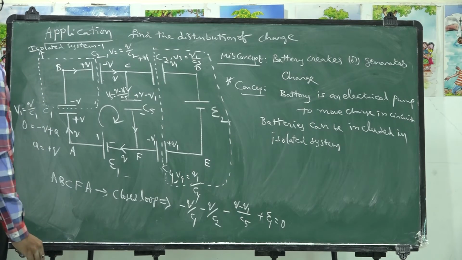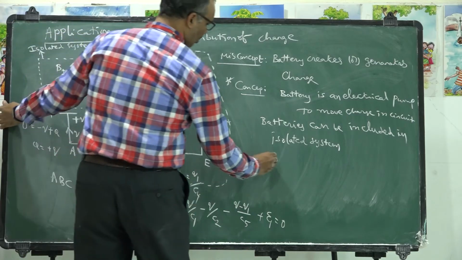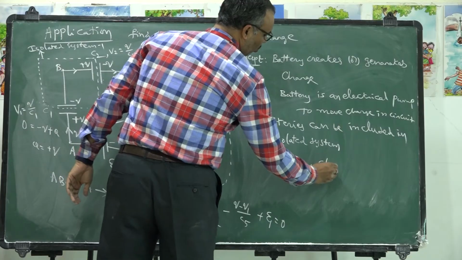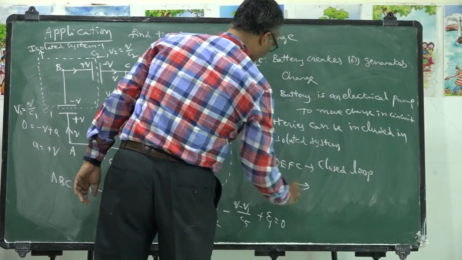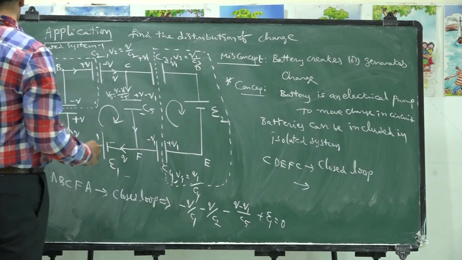Similarly, let me take one more loop: C, D, E, F, C. If I take this closed loop and again move in clockwise motion, what equation will I get?